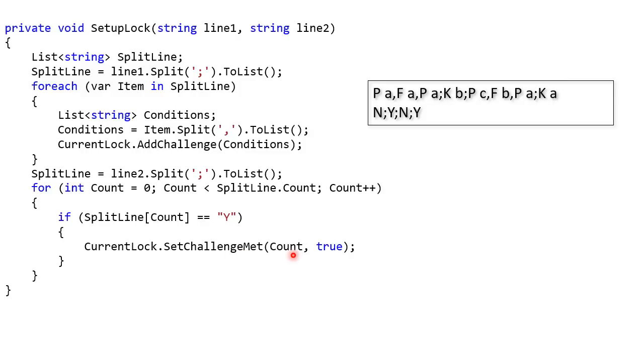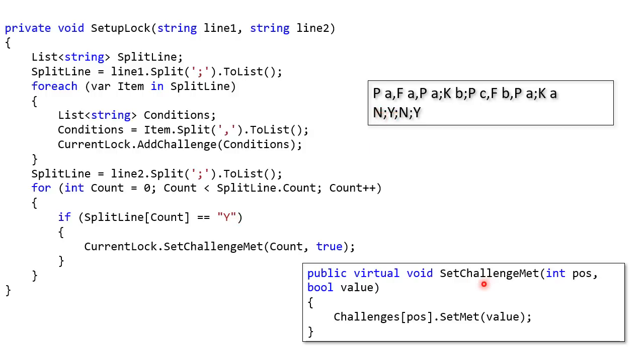passing the count and the value true. Count is the position in the list as it's going around, using count as the index or the stepper in this for loop. So it will pass that and the value true if the corresponding value for that challenge is set to Y. And the set challenge met method simply calls set met for the challenge at the stated position in the list that was passed in, and also passes the true parameter.